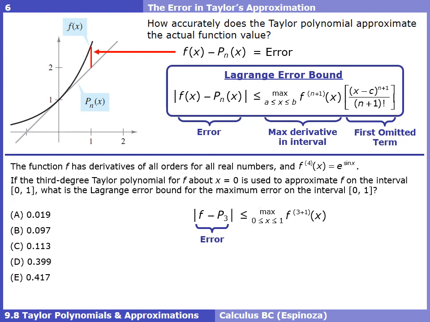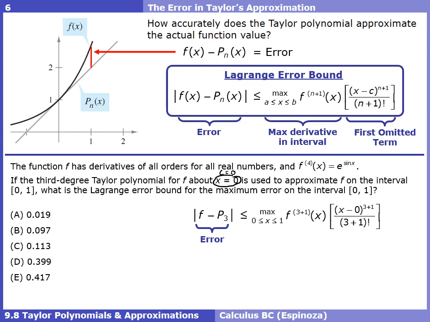So of course, since we used a third-degree Taylor polynomial, if you look in the formula above, that's going to be 3 plus 1 because it's supposed to be n plus 1. Okay, so now that we've plugged in those numbers, let's go to the next piece and plug in those numbers. We're doing this about x equals 0, so this is really our c value. C is equal to 0. So we're going to have x minus 0 to the 3 plus 1.